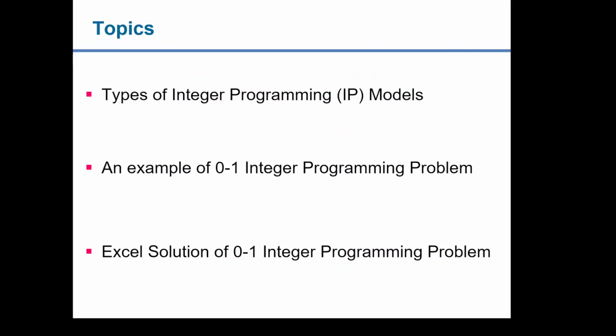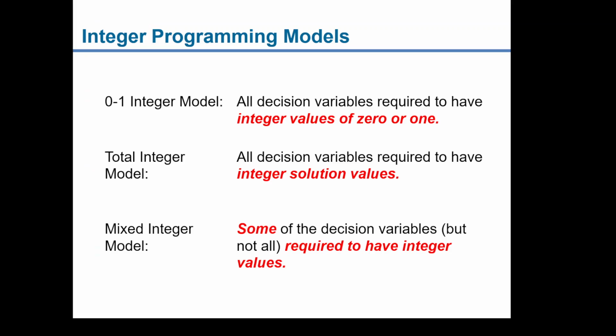The topics that we are going to discuss today are: we are going to first briefly discuss the types of integer programming problems or models. Then we will see an example of the 0 1 integer programming problem, and then we will do its Excel solution. So there are three types of integer programming models.